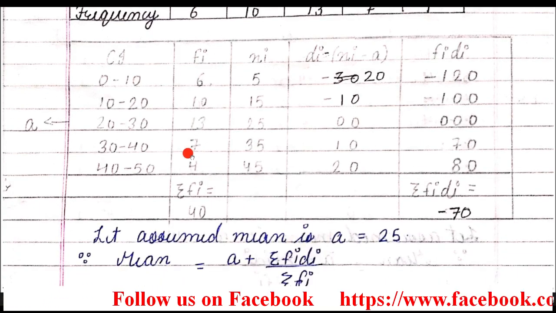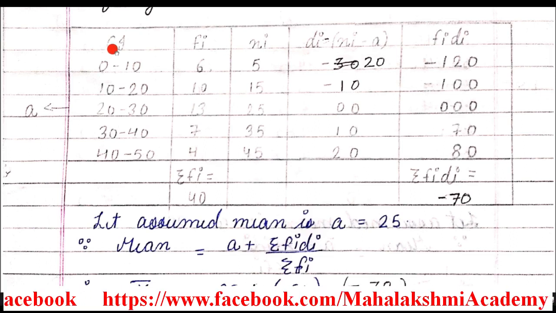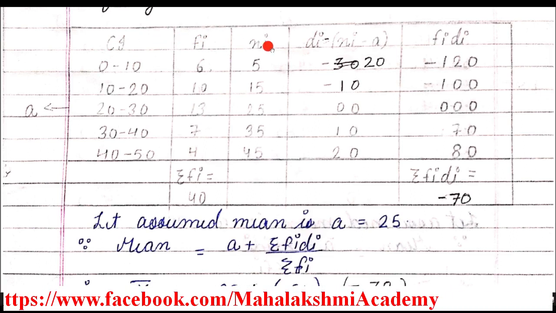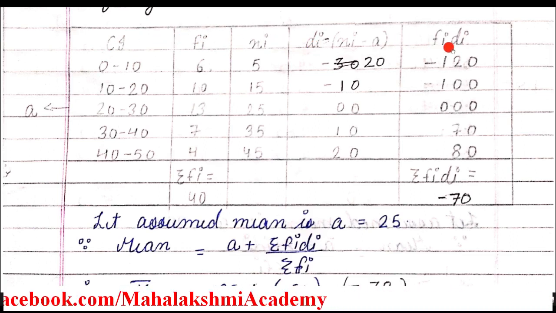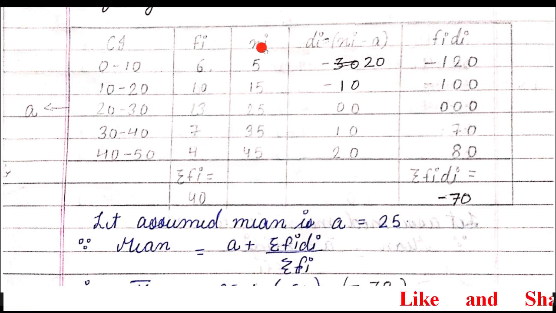When we have to solve the question by the assumed mean method, the table format is: first column is Ci, then Fi, then Xi, then Di and then Fi Di. Ci is for the class interval, which we can get from the question. Fi is for the frequency, that also we can get from the question. Now Xi is for the class mark.